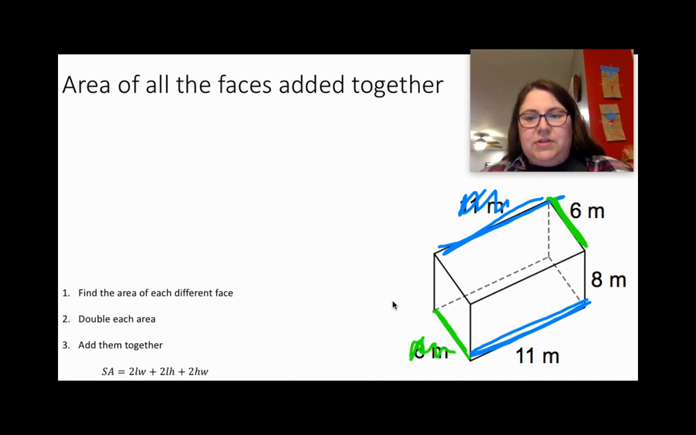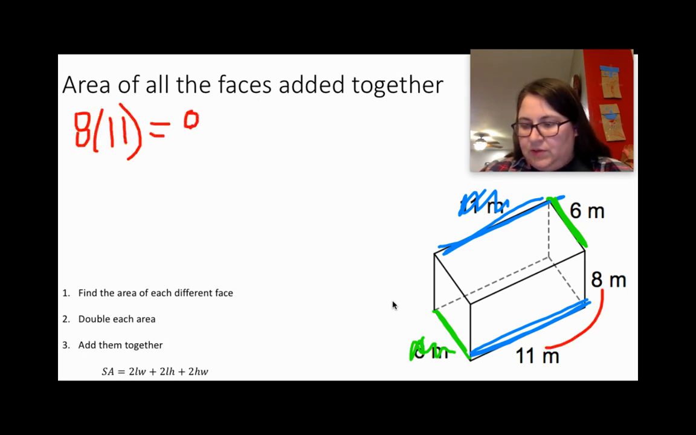Once you've done this, now you've narrowed it down to your 3 numbers again, which goes back to the question that we just did. So we're going to pair them up. One side is going to be 8 times 11. That's going to give us 88 meters squared. Now remember, that's just one part of that shape, but it's 1.